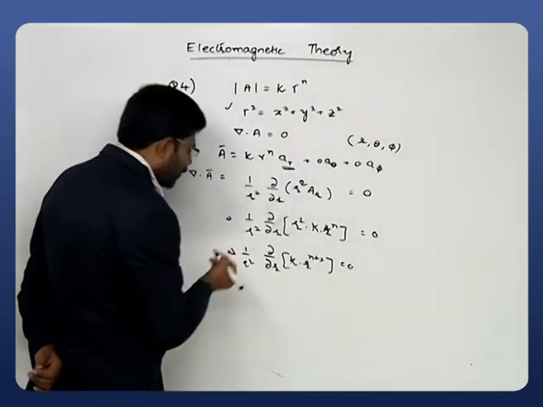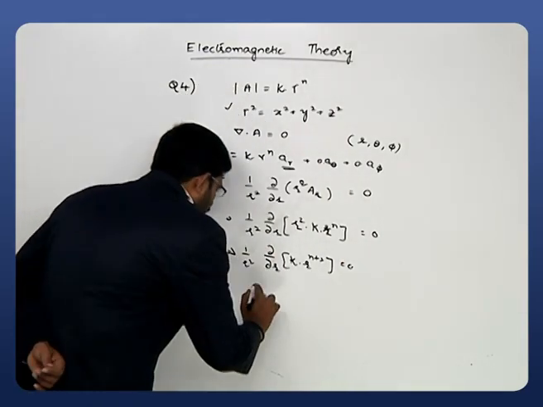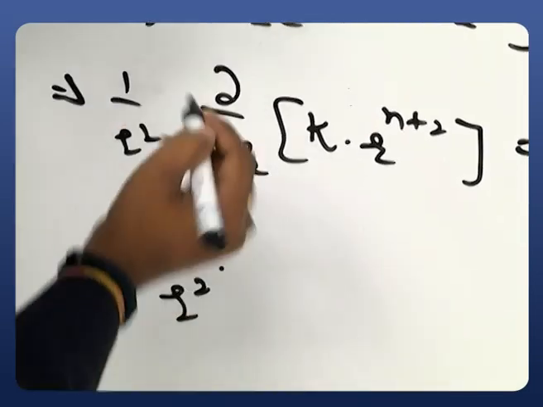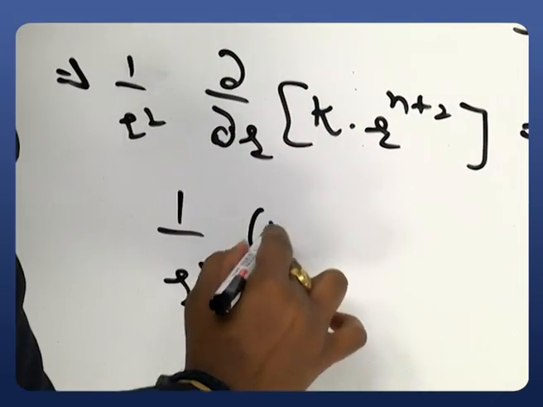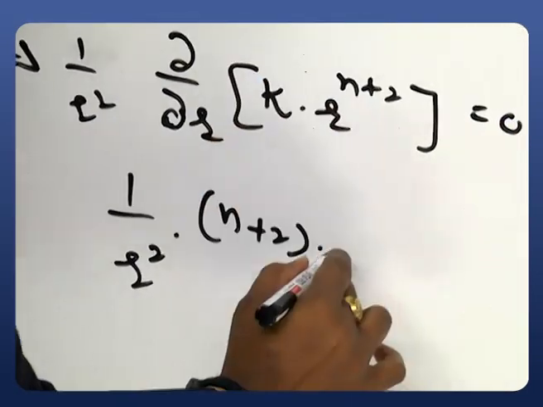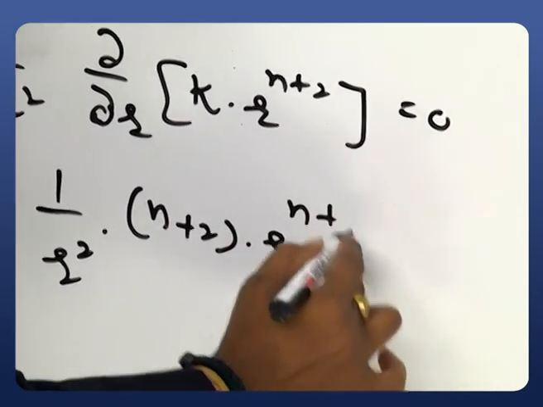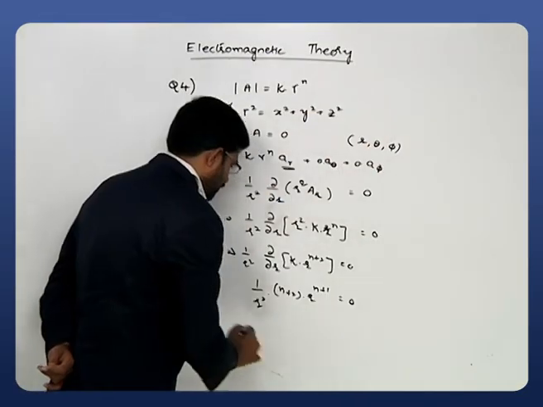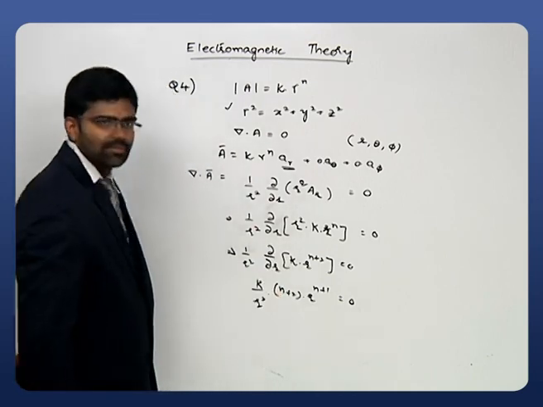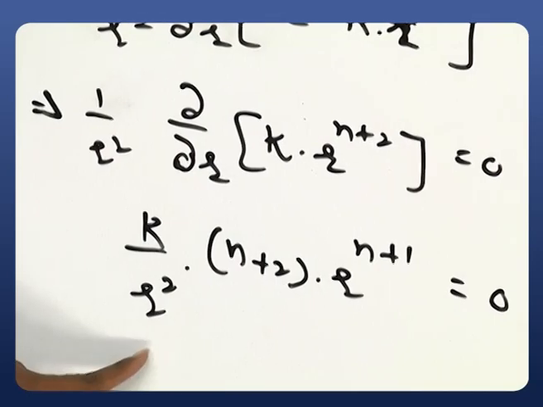So if you take the differentiation of this one, what we get is 1 by r square, the differentiation of this one is (n+2) r power n+1, which is equal to 0, and a constant k also will be there. If this is 0, we just need to examine this equation.